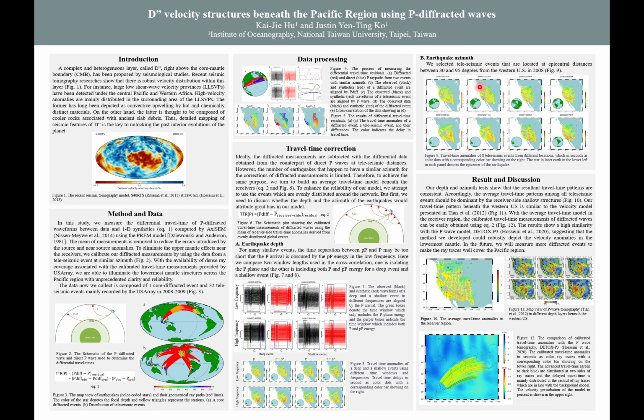We try to use the P-diffracted wave to investigate the velocity structure in the D double prime beneath the Pacific region. Over the past few years, global seismic tomography models show that there exists reverse velocity anomaly in the lowermost mantle, which we call the D double prime, as you can see the pattern in figure 1 here.